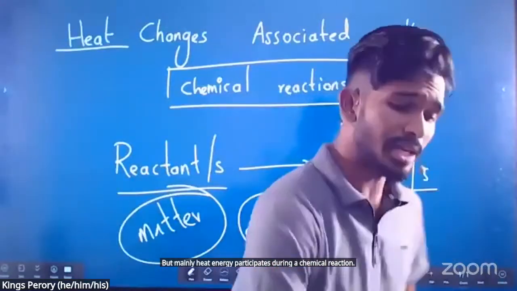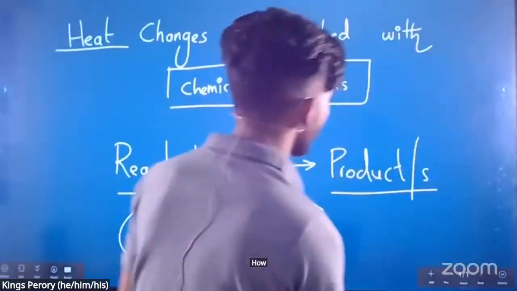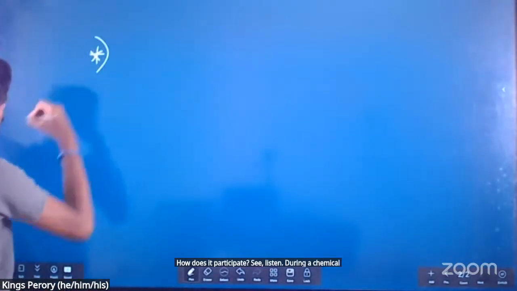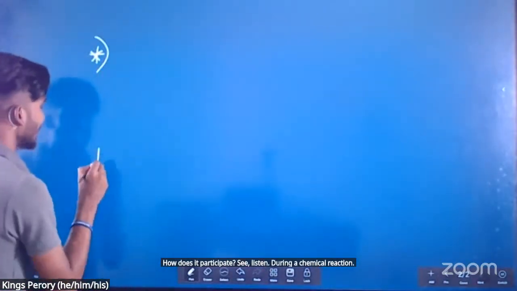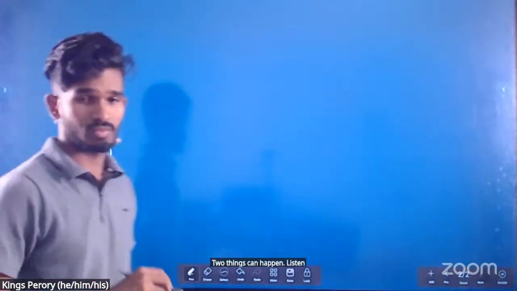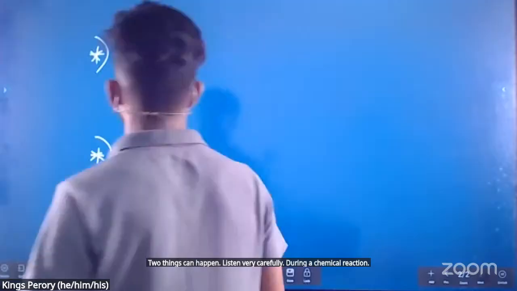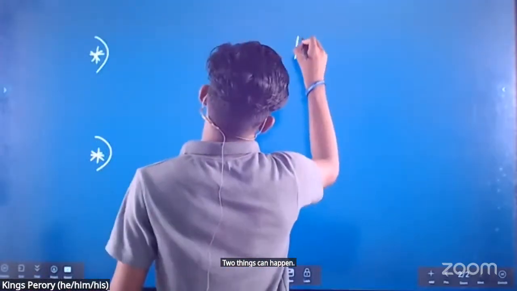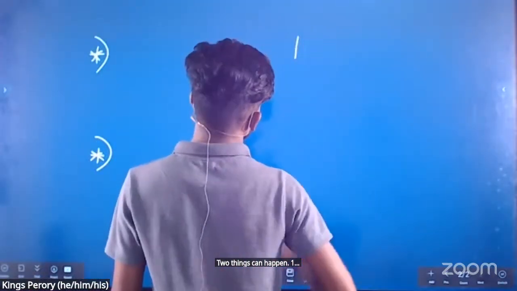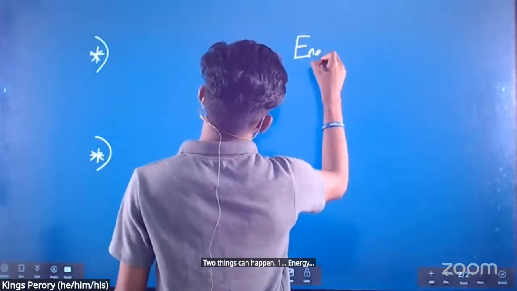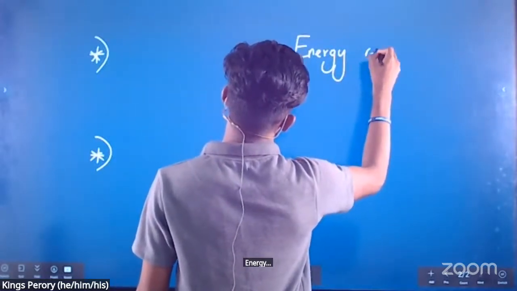How does it participate? Listen very carefully. During a chemical reaction, two things can happen. One, energy can be released.